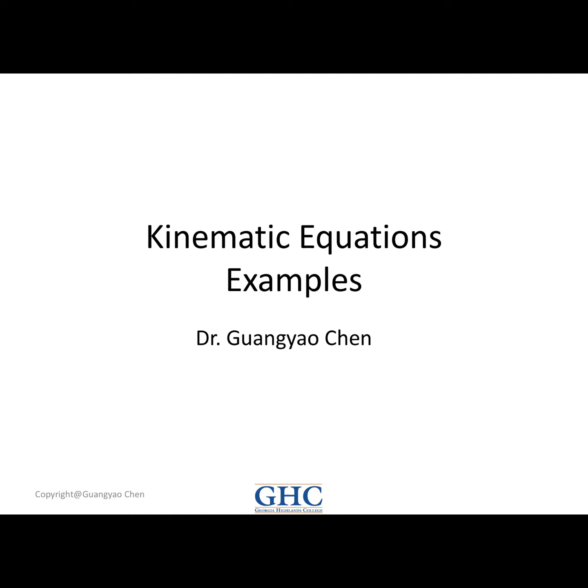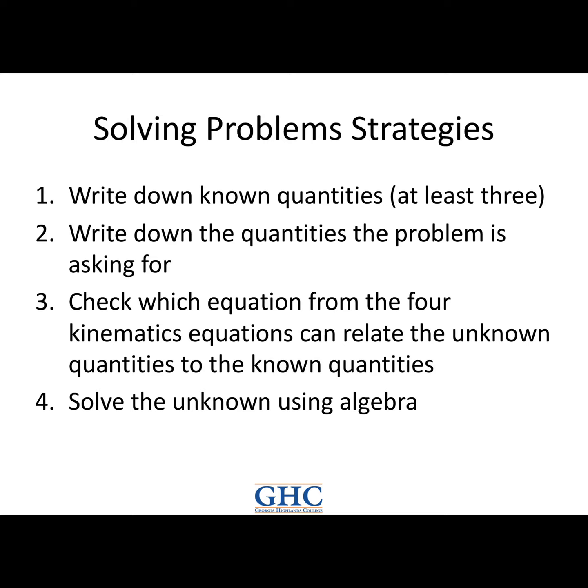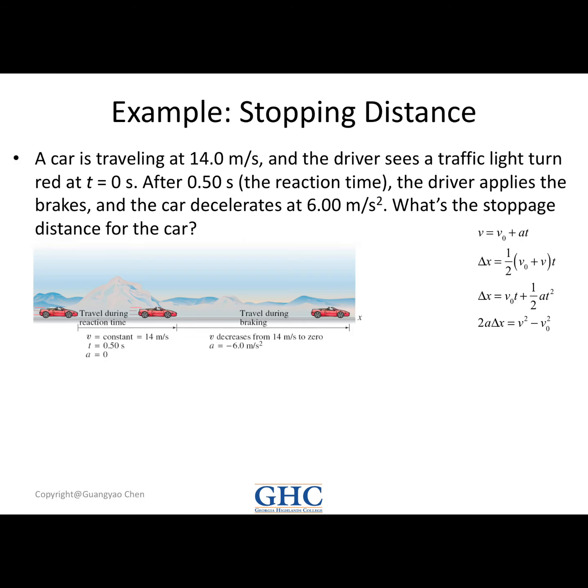So in this video, I will go over some examples using kinematic equations to help ourselves get familiar with how to use kinematic equations to solve kinematic problems. As we discussed, that's the general strategy. First, we need to identify what quantities are known. We need to know at least 3 of them, and then we can find the equation which contains 4 variables, 3 known, 1 unknown, so we can solve the unknown from the kinematic equations.